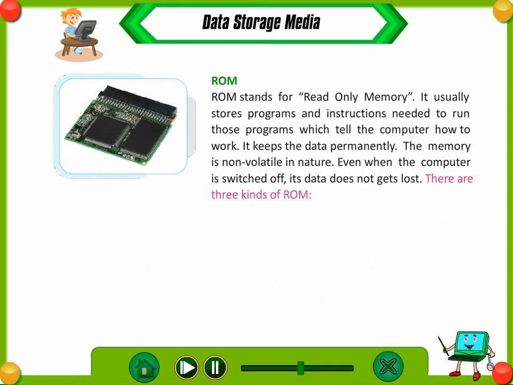ROM. ROM stands for read-only memory. It usually stores programs and instructions needed to run those programs, which tell the computer how to work. It keeps the data permanently. The memory is non-volatile in nature. Even when the computer is switched off, its data does not get lost. There are three kinds of ROM.